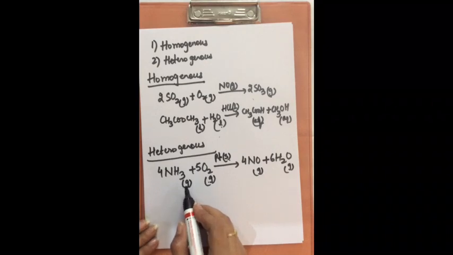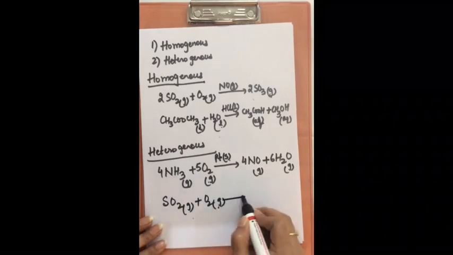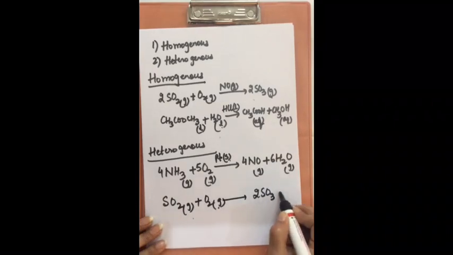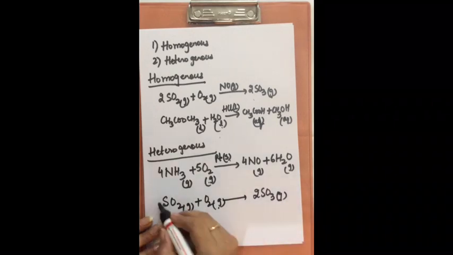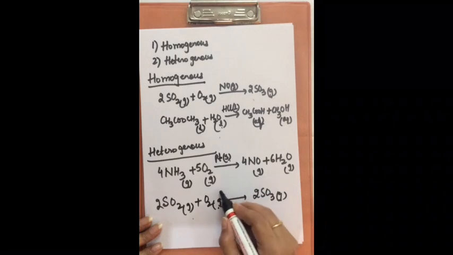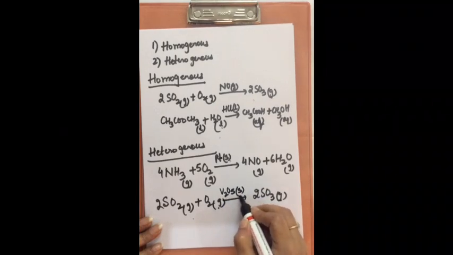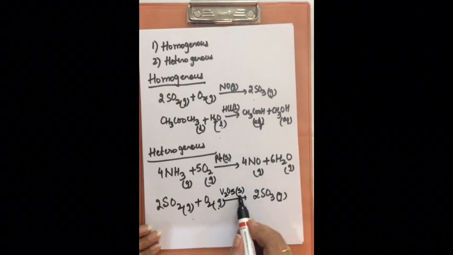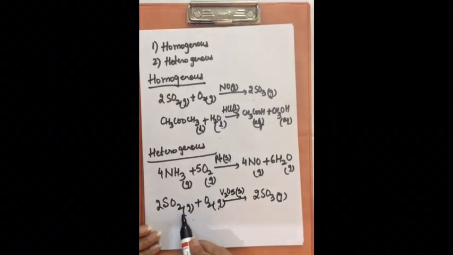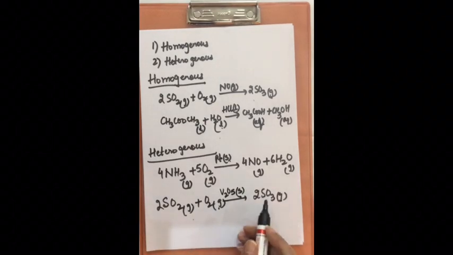The physical state of the catalyst and that of the reactants is different. One more example: sulfur dioxide gas is reacted with oxygen gas to form sulfur trioxide, like we have done here also. But in place of NO, if we take vanadium pentoxide as a catalyst, then this is in solid state and the reactants are in a gaseous state. Now this becomes an example of heterogeneous catalysis.